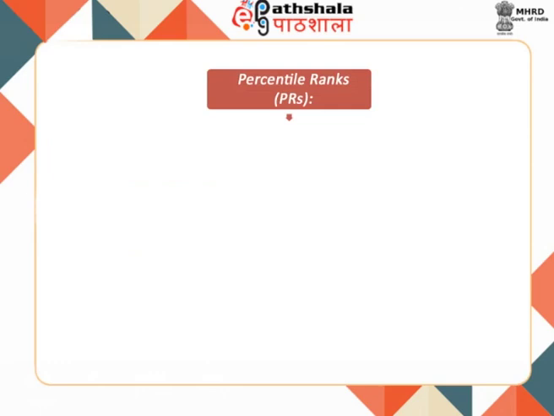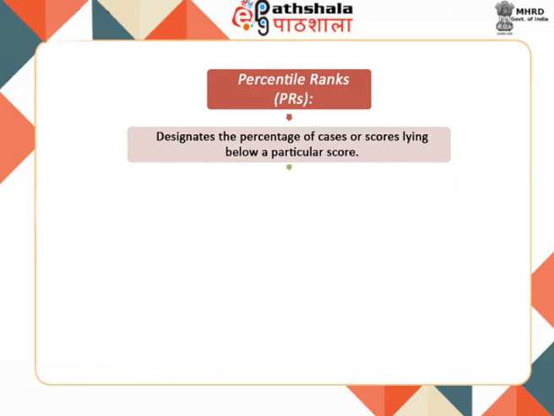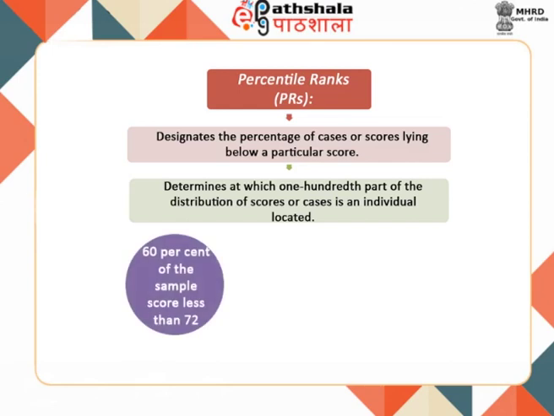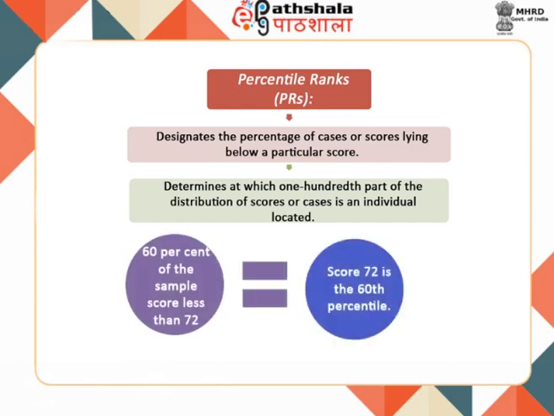Percentile rank. An individual's percentile rank on a test designates the percentage of cases or scores lying below a particular score. In other words, this statistical device determines at which 1/100th part of the distribution of scores or cases an individual is located. Suppose a psychologist takes an intelligence test and finds that 60% of the sample score less than 72. Then score 72 is the 60th percentile.